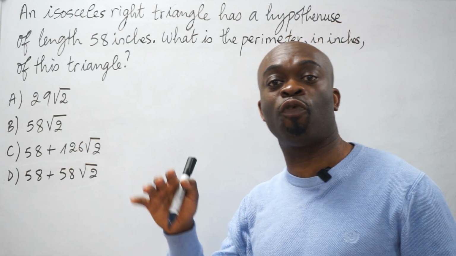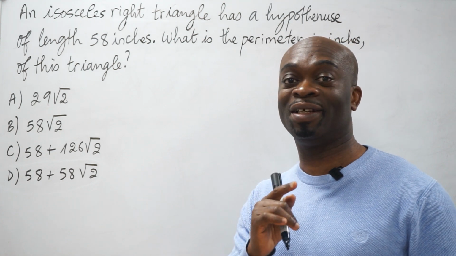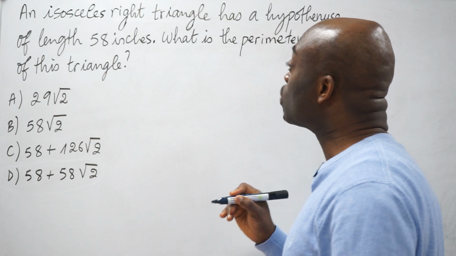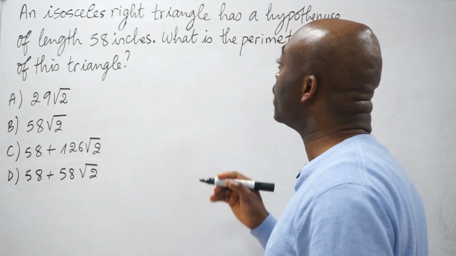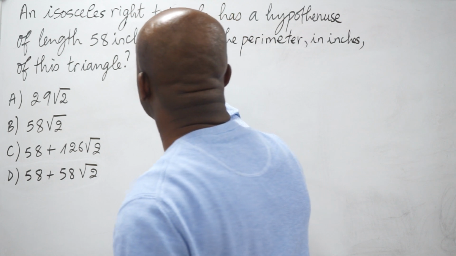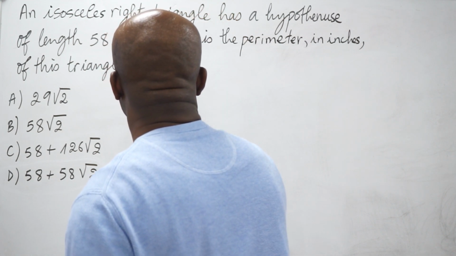So we got these four possible answers, but only one, ladies and gentlemen, is correct. All right? So let's go for it. The first thing we've got to do is draw a right triangle, an isosceles right triangle. So let's just put it down together here and see how it looks.